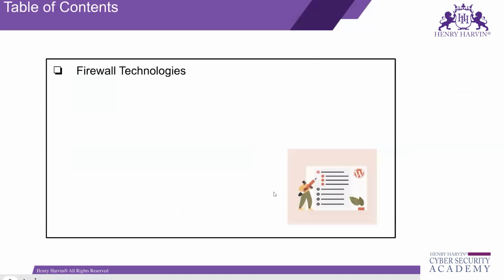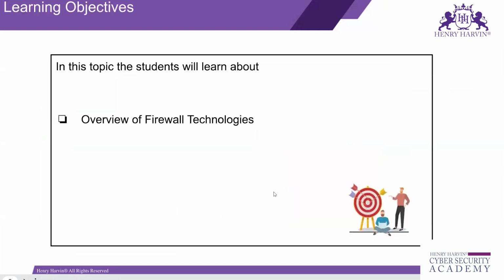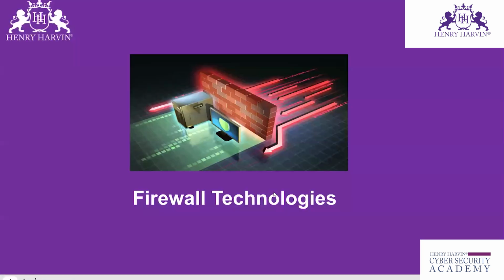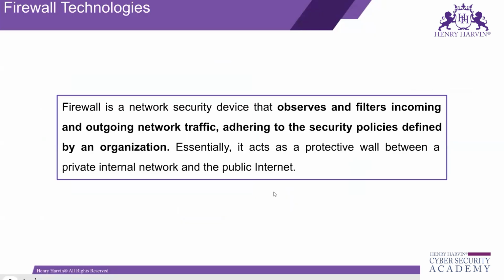Now, firewall technologies. Overview of firewall technology. A firewall is a network device that observes and filters incoming and outgoing network traffic, adhering to the security policies.